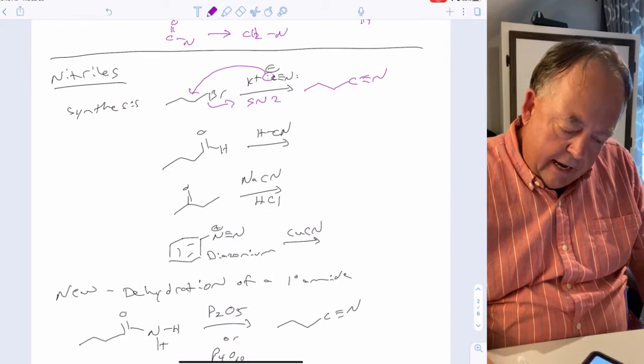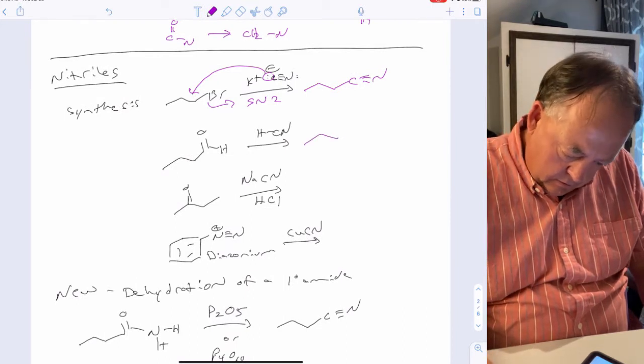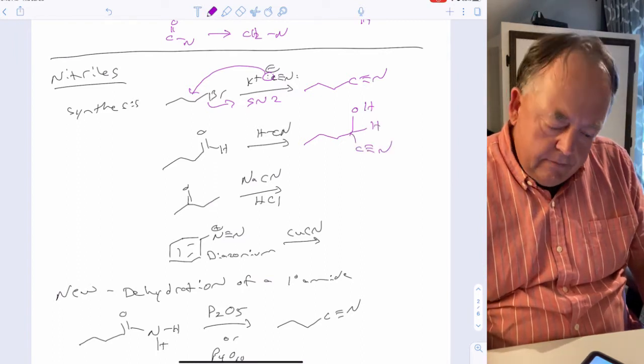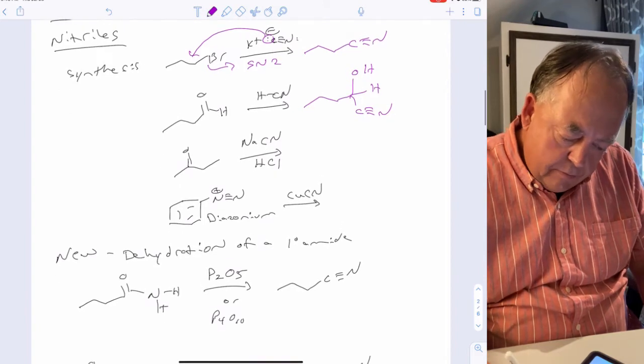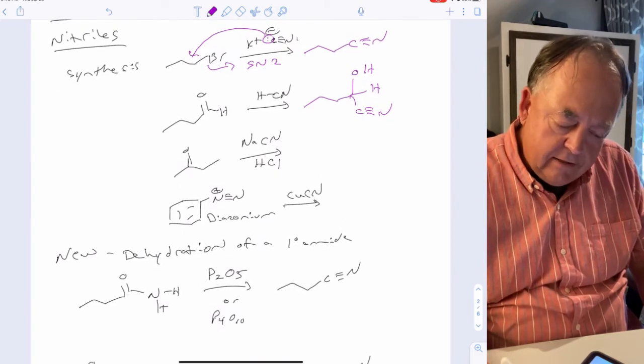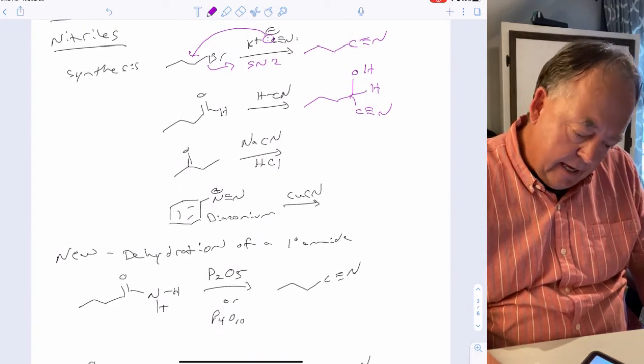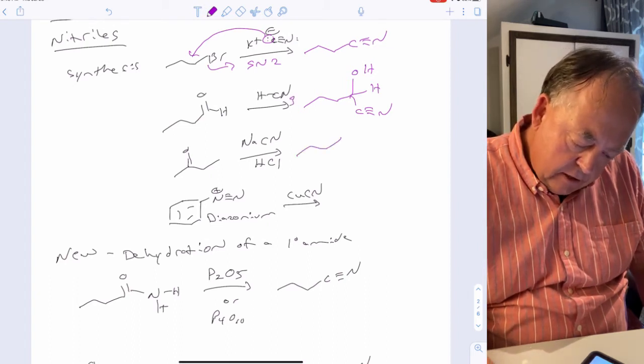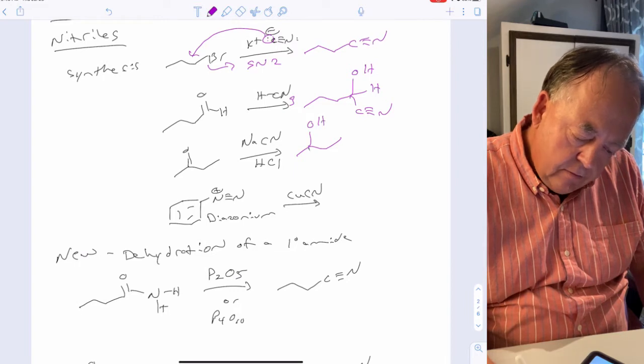We looked at this in the aldehyde chapter. That would make a cyanohydrin. And a different recipe that's safer, rather than working with toxic HCN gas, is to use sodium cyanide and HCl, but it's the same concept, it just makes a cyanohydrin.